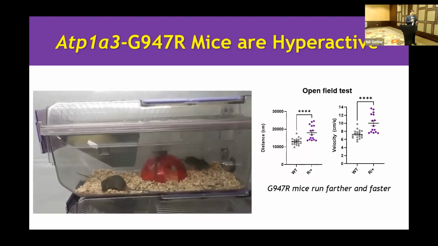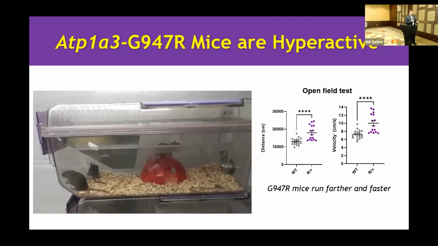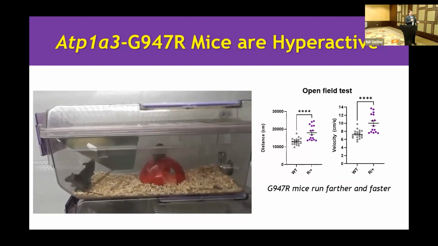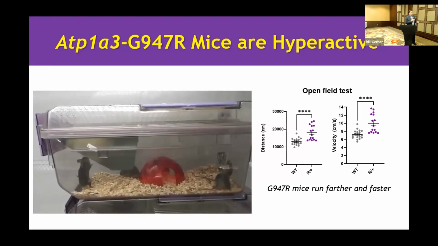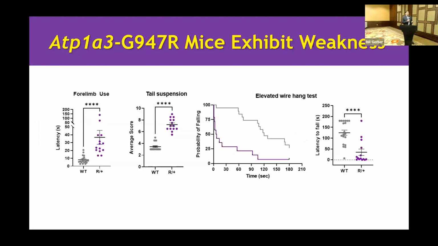And then we quantify how far they ran and how fast they ran. And so these animals run farther and faster. That may explain why they're a little smaller, burning a lot more calories, but it's just part of their nature: they are hyperactive. The other thing, we put them through a battery of tests to evaluate their strength.